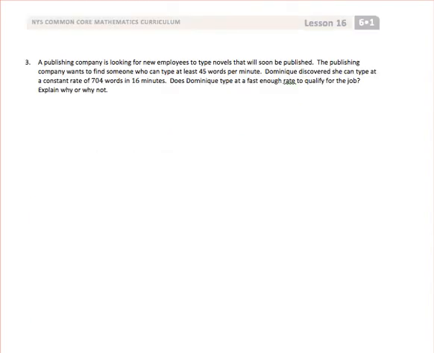In question 3, we find a problem about words per minute, and we need to compare and see if Dominique would qualify to have the job at this new publishing company. Dominique can type 704 words in 16 minutes. So in order to find Dominique's rate, we'll need to divide 704 by 16. And that would give Dominique a rate of 44 words per minute.